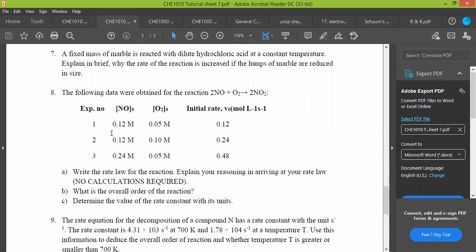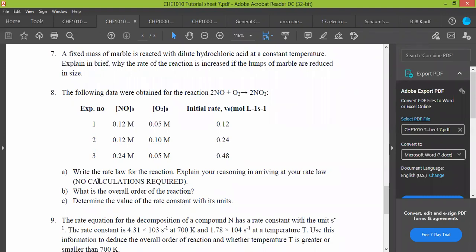Experiment number 1, number 2, number 3. All right. In your tutorial sheet, question 8, you have the initial rates. So I believe you guys have this tutorial sheet. Tutorial sheet question 8 is just on the things we were doing today. So I want you to answer this particular question because it will be a revision of what you have actually done. So please answer question 8 for me.